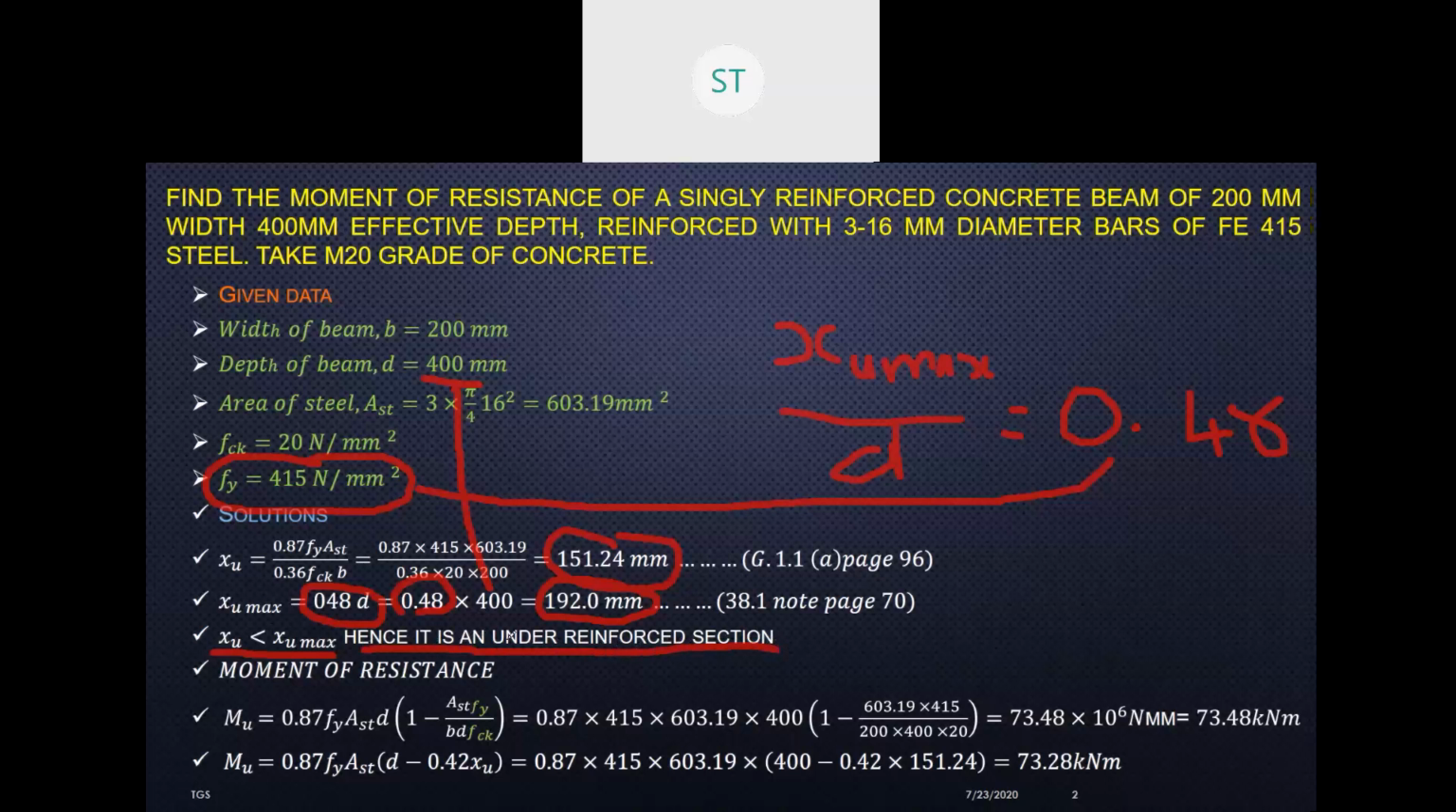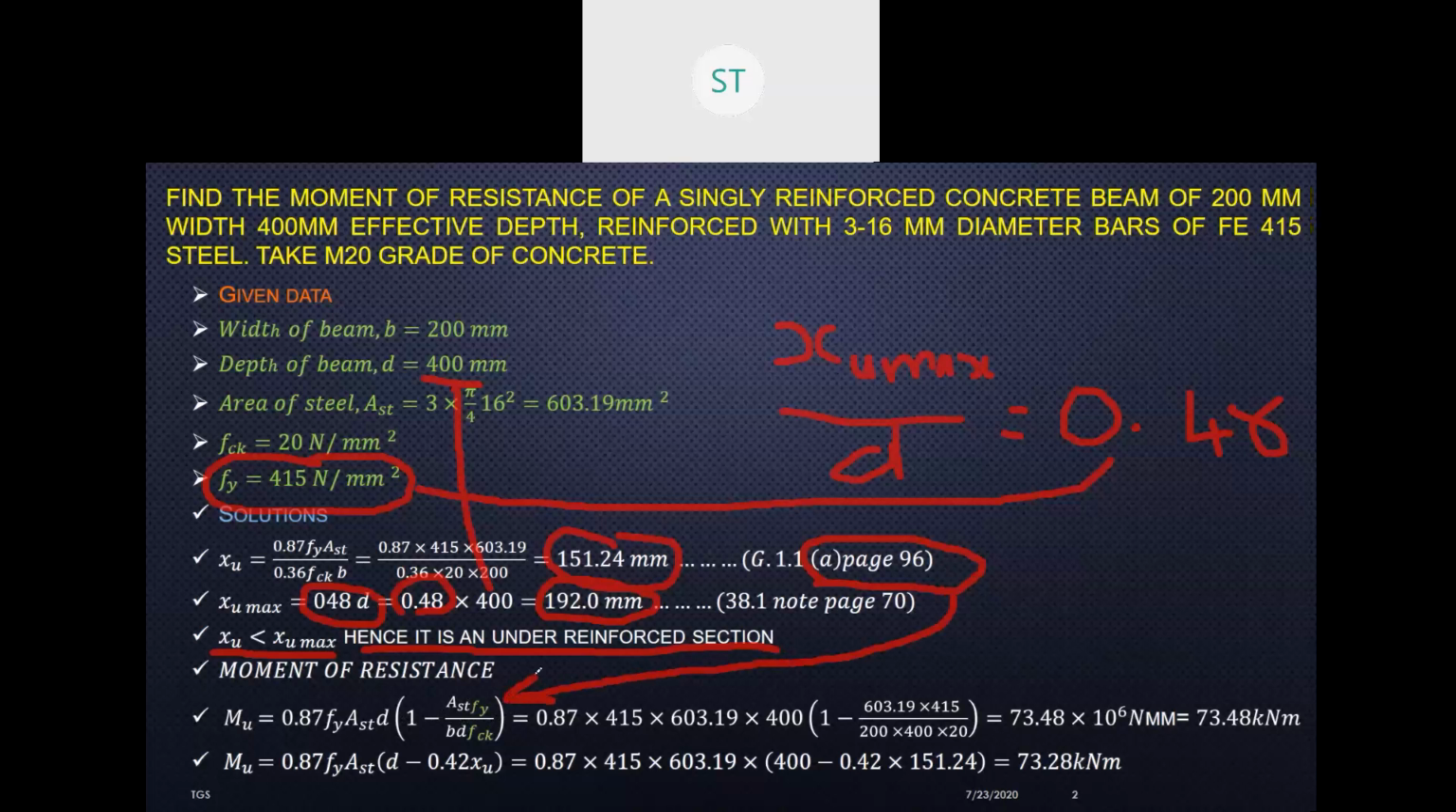For this under-reinforced section, we have to find out the value of Mu. From page 96, go to the equations. For an under-reinforced section, Mu is equal to 0.87 fy Ast into d into 1 minus Ast fy divided by b d fck. That is given in page 96.